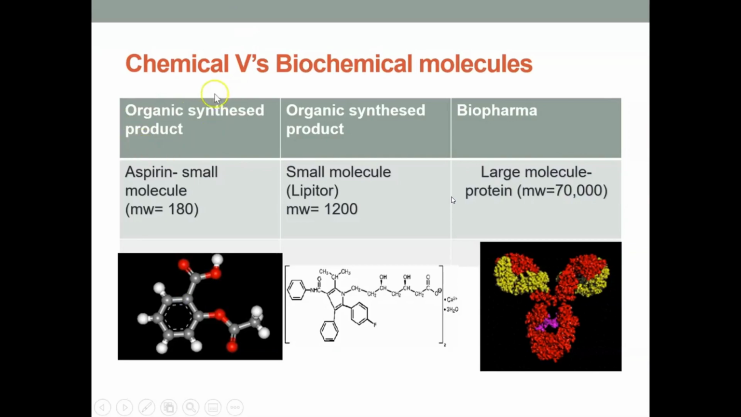Just to give you an idea here, we're talking about two examples of an organic synthesized product. The first one is aspirin. Again, we have a small molecule here with a molecular weight of about 180, and you can see what it looks like. And the second one is a small molecule, Lipitor. Lipitor is a cholesterol reducing drug, and it's got a molecular weight of 1200. And again, you can see what the structure of it looks like here. In contrast to that, you've got an example from the biopharma industry where you've got a large molecule, which is a protein, and it's got a molecular weight of 70,000. So it's a completely different range. You'd often hear about small molecule, big molecule when they're talking in terms of the different types of the industry.